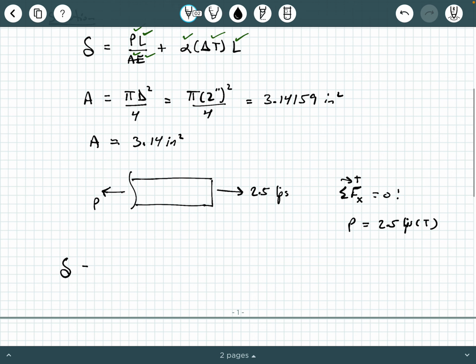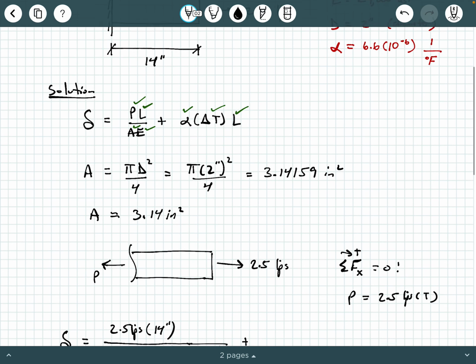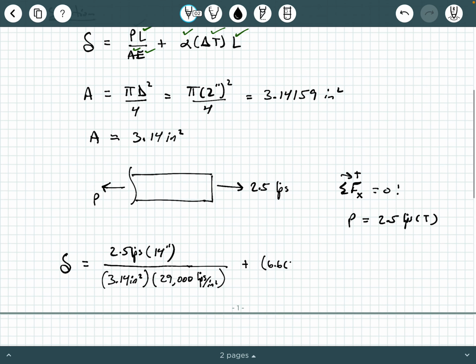So I'm going to say delta equals 2.5 kips times 14 inches, all divided by 3.14 square inches times 29,000 kips per square inch. So that's the KSI, plus my alpha value 6.6 times 10 to the minus 6, 1 over degrees Fahrenheit, times 37 degrees Fahrenheit, times 14 inches, okay?